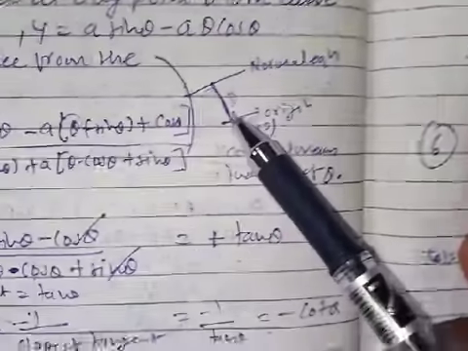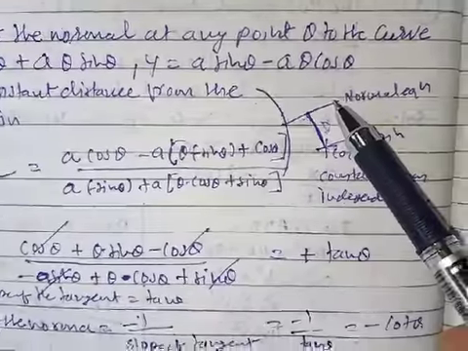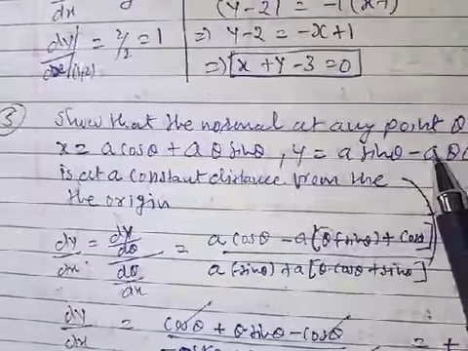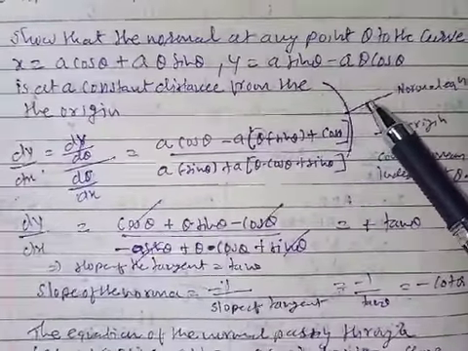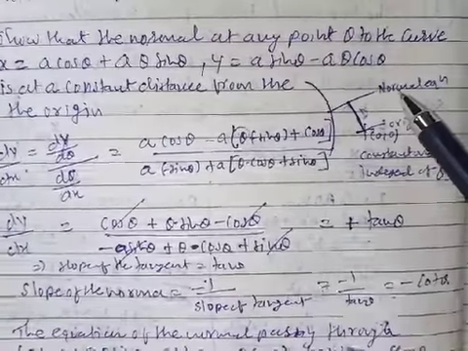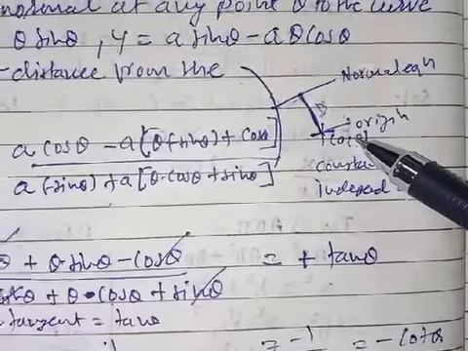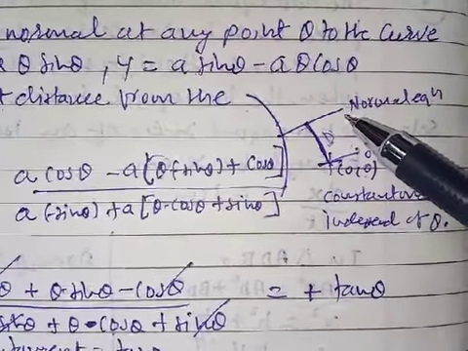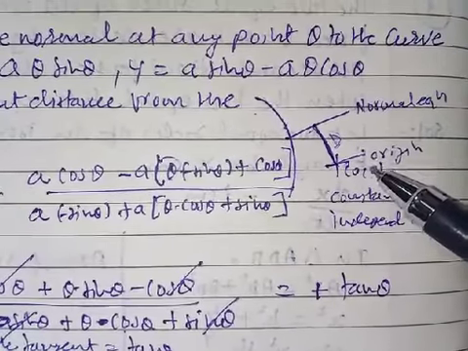This is the formula for the perpendicular distance. But to get the perpendicular distance, we must have the equation of the normal. That is also easy. Understand the question. The point (x, y) is given. We have to find the slope of this normal. Once we find the slope of the normal, since the point is given, we can get the equation of the normal. And once we get the equation of the normal, we can find the perpendicular distance using the formula d = |ax1 + by1 + c| / root(a² + b²).